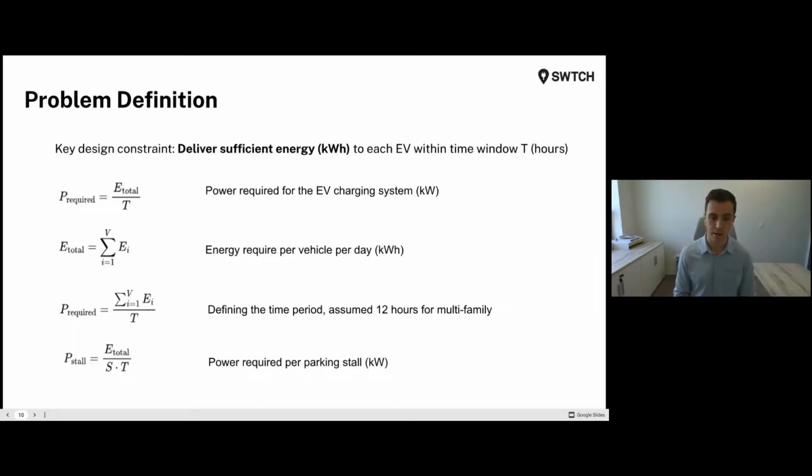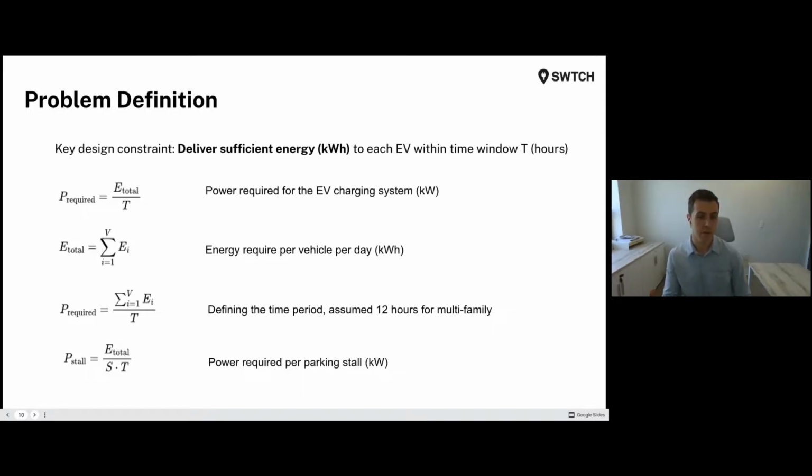But basically working backwards, if we take our P required, which is our raw power of the system, and multiply that over T, 12 hours, that gives us the total kilowatt-hours required to charge every vehicle by 6 or 7 a.m., whatever we want to define. And then we break that down per stall.